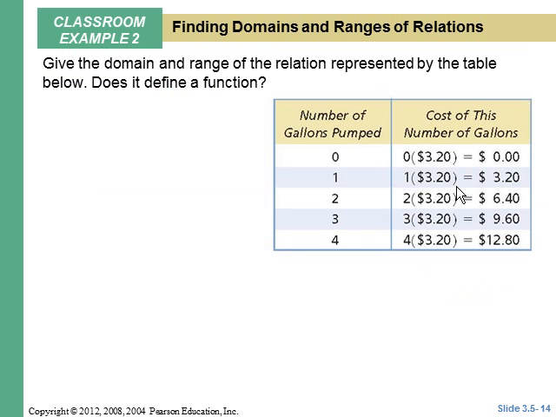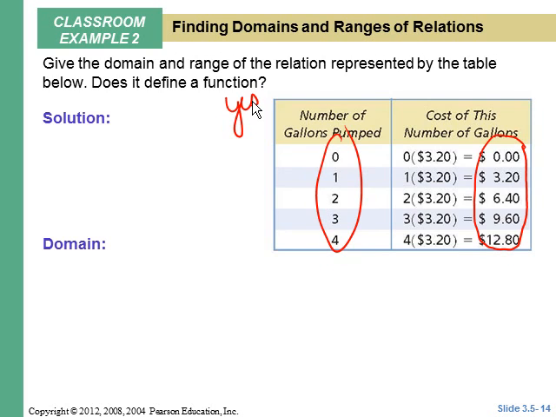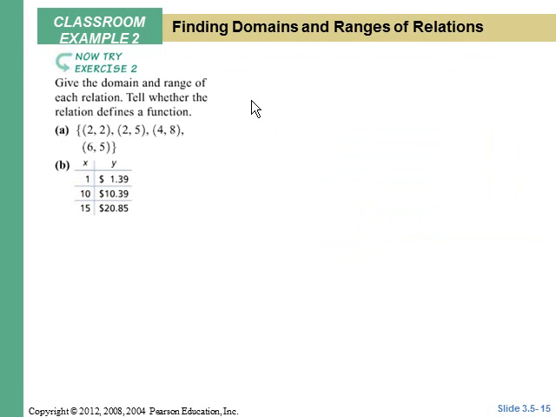So in this case, give the domain and range represented by the table below. All right, the number of gallons can't be negative, so the domain is 0, 1, 2, 3, and 4. The range is 0, 320, 640, 960, 1280. Those would be the domain and range of that table. Is it a function? Yes, because for each x-coordinate, there's exactly one y-coordinate. Okay, you do this one.